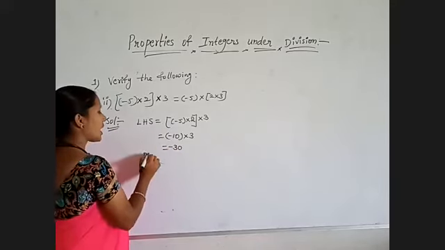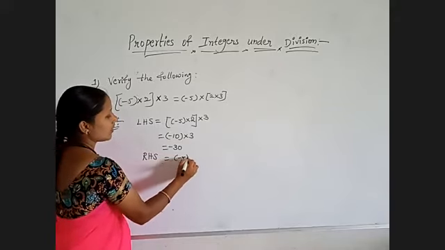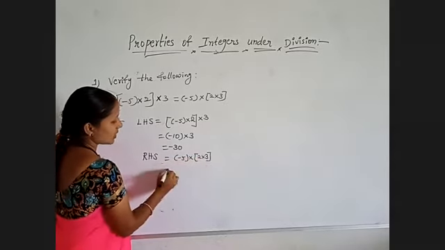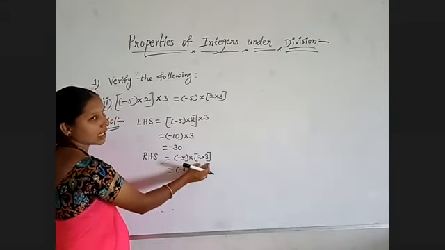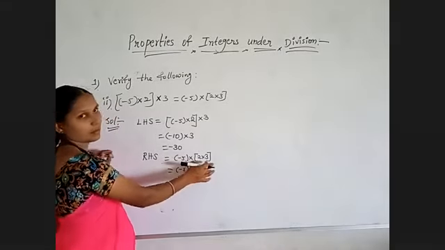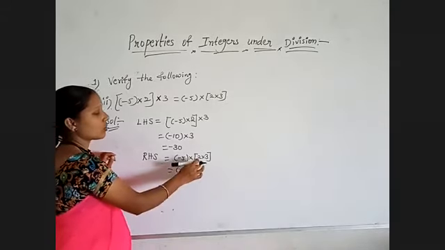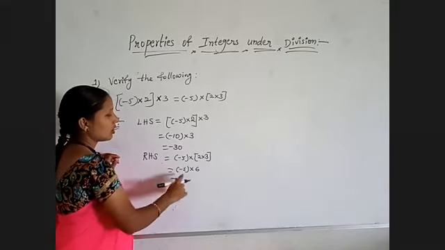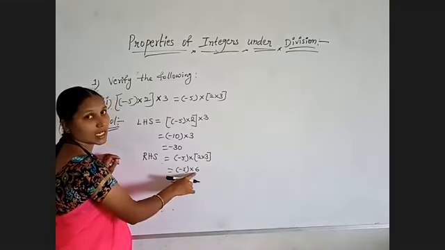Now coming to the RHS value. RHS is equal to minus 5 into 2 into 3. So minus 5 keep aside, because 2 and 3 are kept in the bracket. So we need to perform the operation for those two numbers. So 2 3s are 6. That's all. Just because it is a positive number, I did not indicate the bracket.